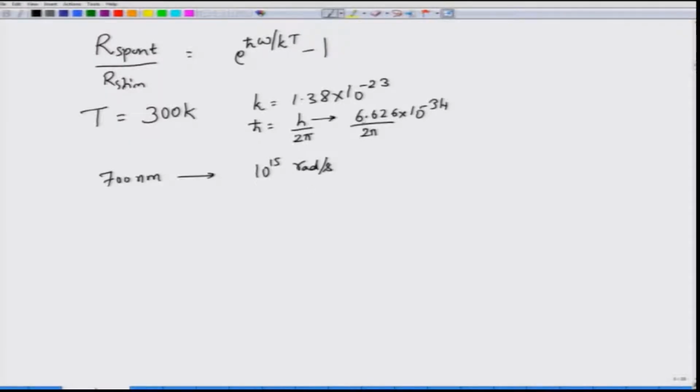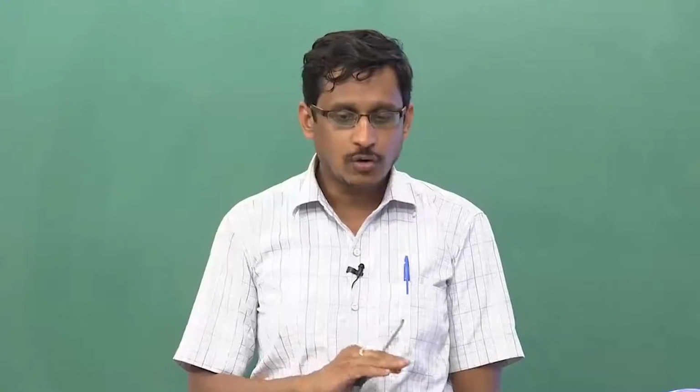If you substitute these numbers into that expression, using a calculator which has scientific notation, this ratio for 700 nanometer wavelength turns out to be very close to 10 to the power 29. You can see that in ordinary matter, the spontaneous emission is so dominant over the stimulated emission that you essentially get no light at all. There is nothing to stimulate and generate a laser oscillation.